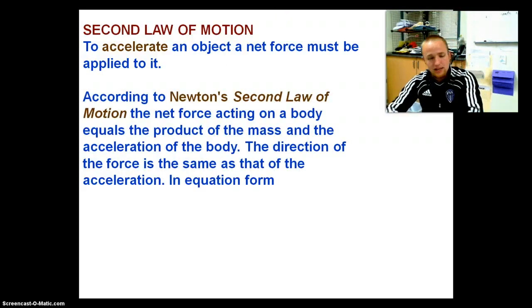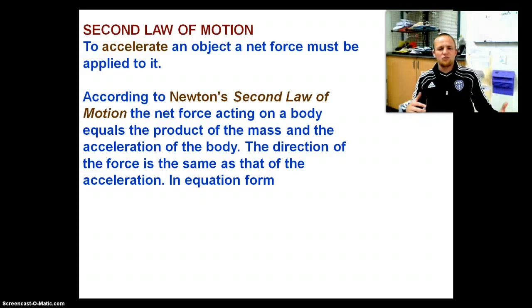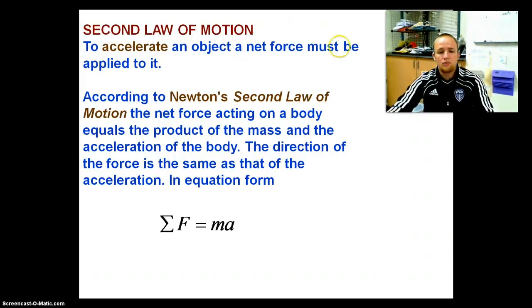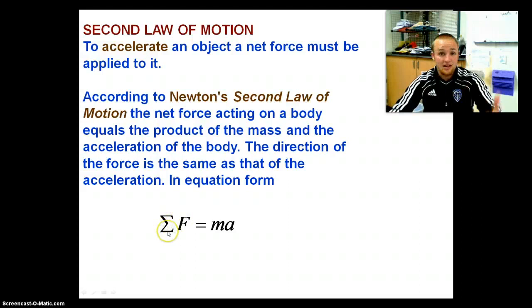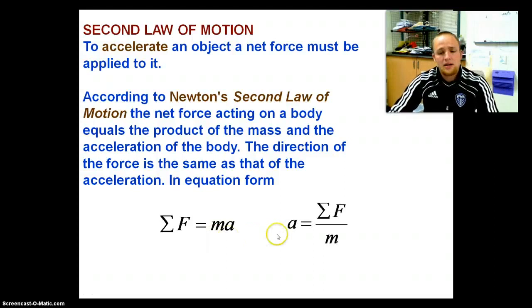So Newton's second law says that the mass of an object times the acceleration of that object would equal the force that I put into it. That's a really hard way to see it. In equation form, we say that net force equals mass times acceleration. The sigma here is the sum of, so the sum of all my forces equals my mass times my acceleration. But it's really hard to visualize that way. So what I like to do is write it like this: acceleration equals the sum of my forces divided by mass.